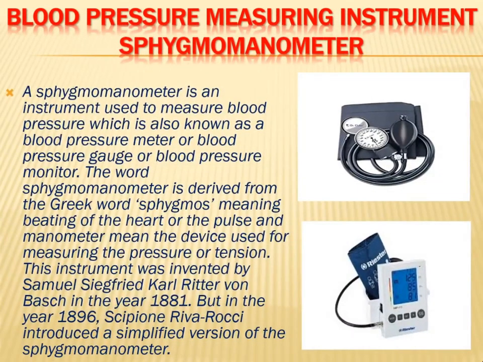So this is the instrument by which we measure blood pressure, a sphygmomanometer. Earlier it looked like this, but today we are getting digitalized instruments. Now let's read what it defines. A sphygmomanometer is an instrument used to measure blood pressure, also known as a blood pressure meter, blood pressure gauge or blood pressure monitor.